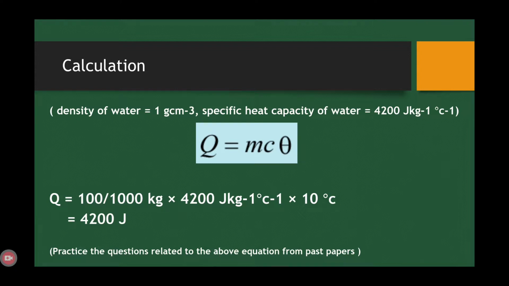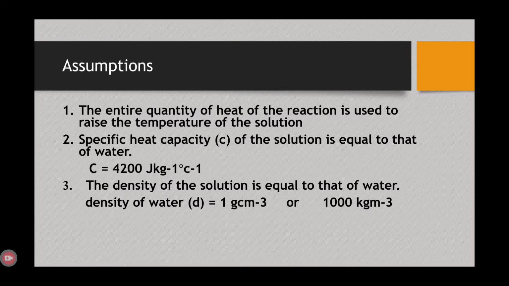So, calculation. Let's think the temperature change is 10 Celsius. So we can add the values, and for Q we can get 4200 joules. If you have to calculate some questions in an examination, they always provide the specific heat capacity of water, or remind it.